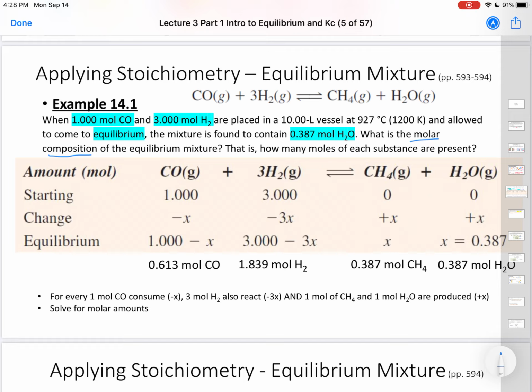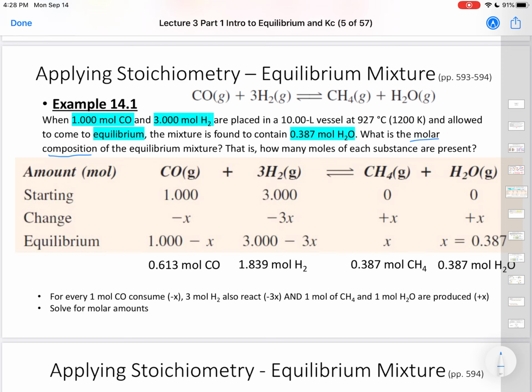In other words, they want to know how many moles of CO, how many moles of H2, how many moles of CH4, and how many moles of water. Another word to say molar composition is how many moles of each reactant and each product there is in the equilibrium mixture. So how do we calculate that?